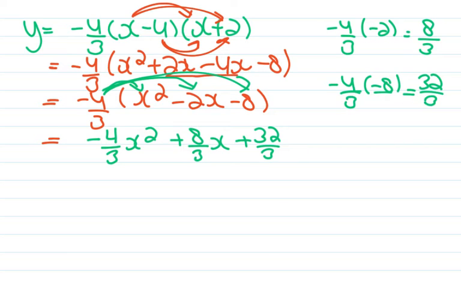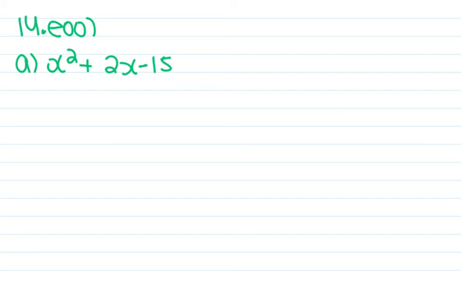Okay, number 14 on page 338. Nope, sorry, 332. And we're going to do every other one, starting with A. So number 14 says factor each expression. So A is x squared plus 2x minus 15.